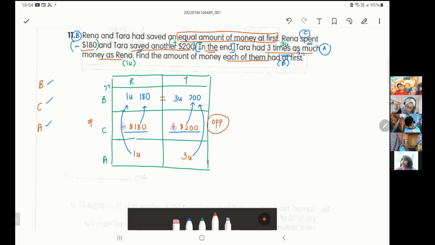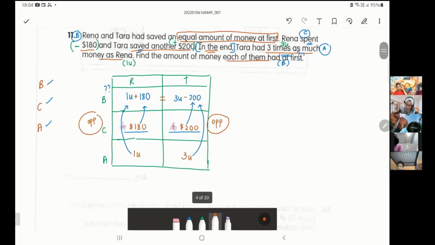You are going opposite. What should be opposite? The sign. This is a minus, it will become plus. This is a plus, it will become minus, like that. Okay. Now, can you look at the equation that you have here? This is equal to this.